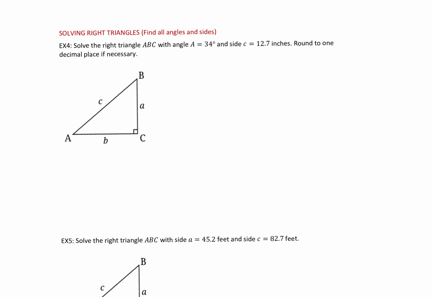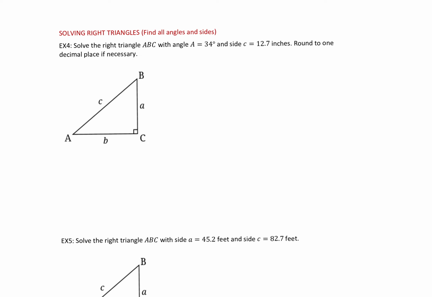Now we're going to start solving some right triangles. When we're asked to solve a triangle, what we're asked to find is all the angles and all the sides. So let's say I have this triangle ABC and I have the corresponding sides. Remember, a corresponding side is a side opposite. So the corresponding side to angle A is side A, angle B, side B, angle C, side C.